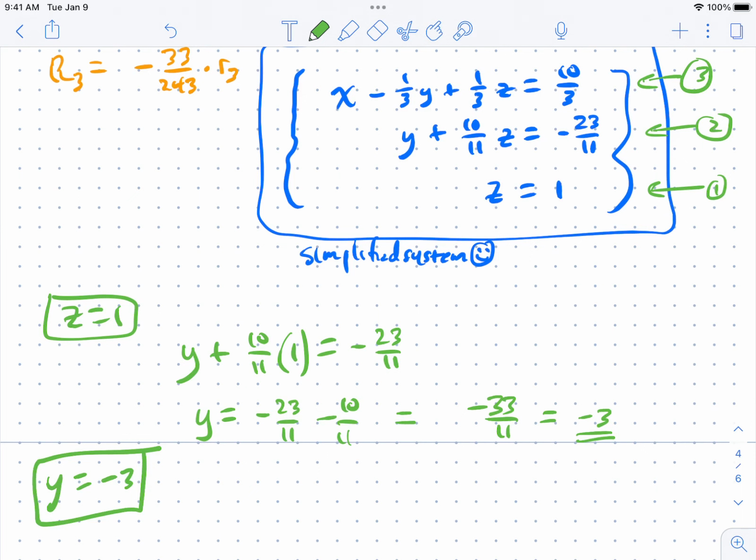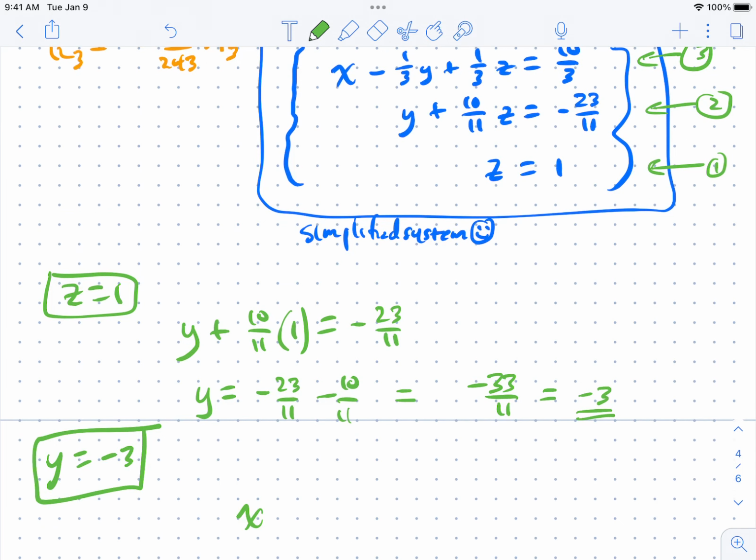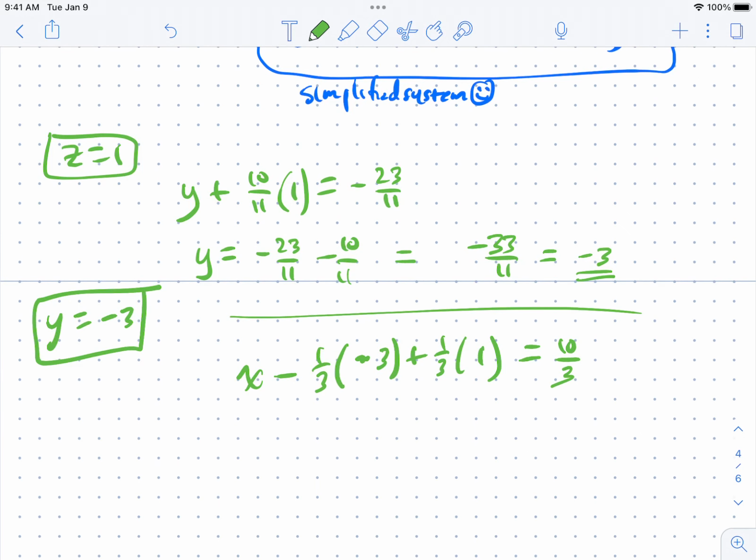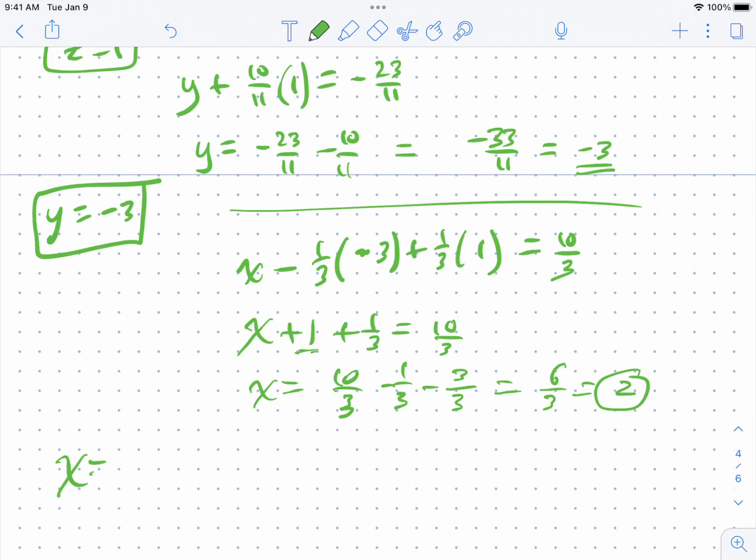So we got that, and now guess what? We come up to the top equation, and we plug into that. So I've got x minus 1/3 times y, but y is negative 3, plus 1/3 times z, but z is 1, is equal to 10/3, and we solve this one. So let's see now here. X minus a negative is plus. 1/3 times 3 is 1. That says plus 1/3 equals 10/3 over here. So x is basically equal to 10/3, and you subtract that 1/3 on both sides, and then to subtract 1 is the same as to subtract 3/3. So 10, 9, 8, 7, 6. You get 6/3, which, by the way, is 2. So x is equal to 2.